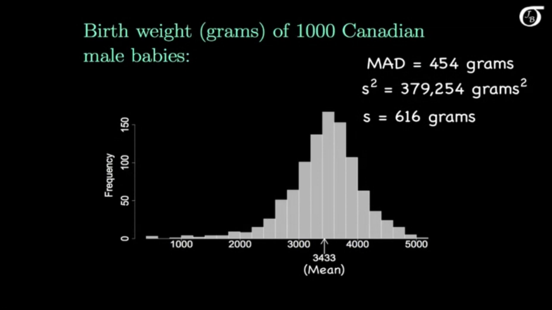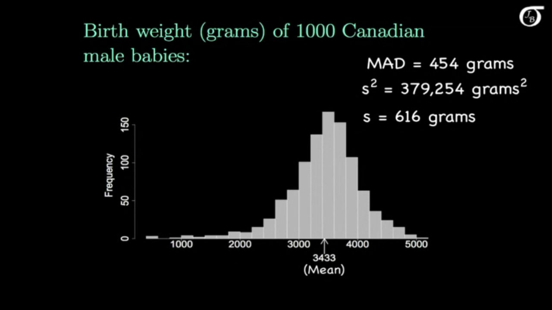The standard deviation is a fair bit bigger than the mean absolute deviation for this data set. Because the variance and standard deviation involve the squared deviations, they can be sensitive to extreme values. Very large or very small values can tend to inflate the variance and standard deviation. And here we do have some extreme values out here, in the left tail.